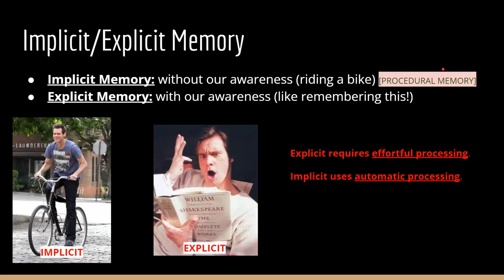Procedural memory. And it requires automatic processing. I made that out of order, but anyways. So these two things connect to implicit memories: automatic processing and procedural memory. It's something that we weren't aware of becoming a memory, like riding a bike.